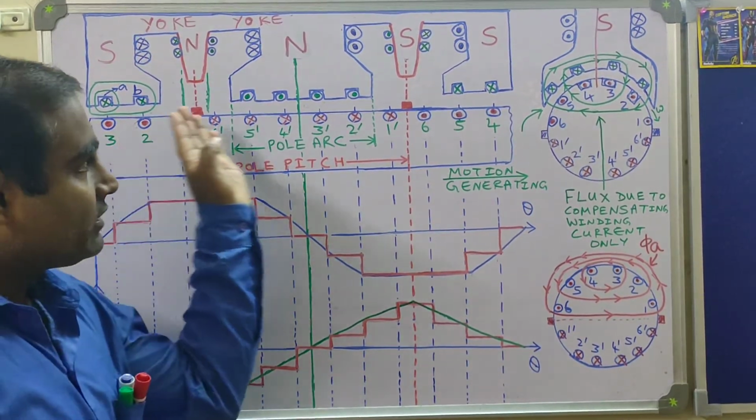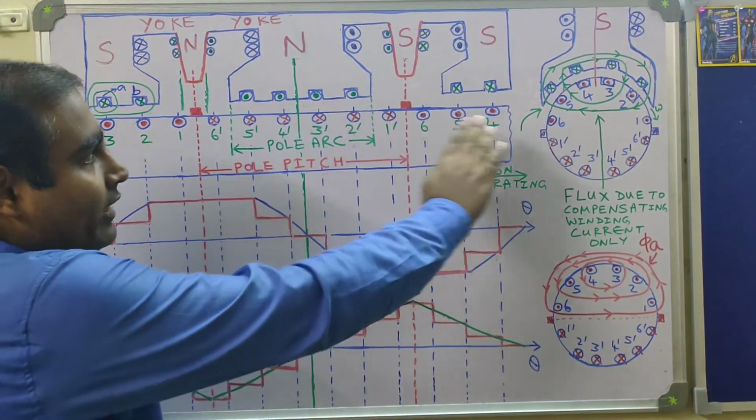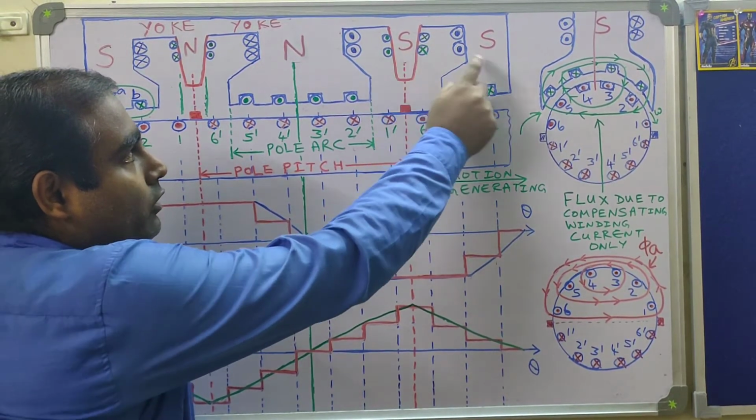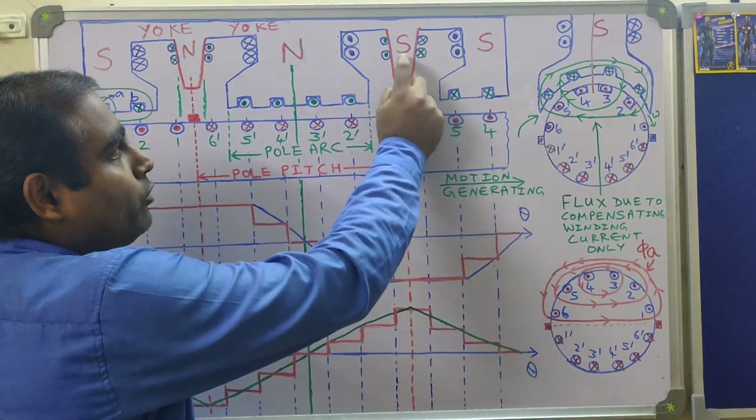Again you move in the direction of motion, that is from left to right. What is the main pole ahead of this interpole? This one. So what is this? South. So this will be south pole.